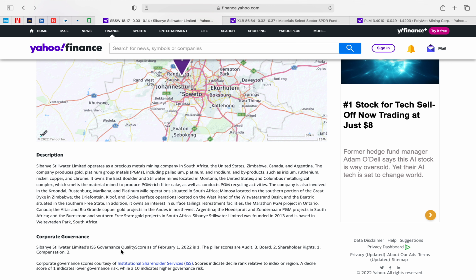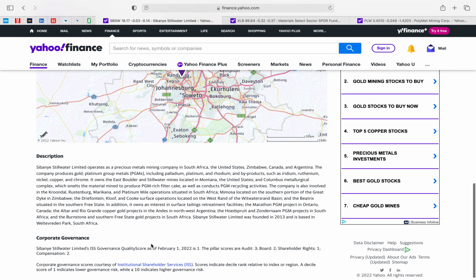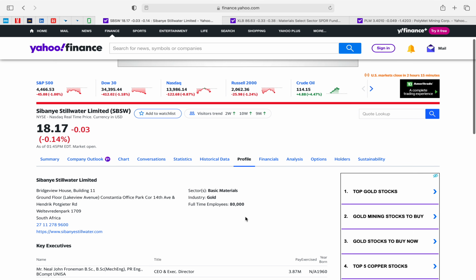There's also something called an ESG score. That's environmental awareness. And I usually don't necessarily look at that particularly. It's not usually what I like to look for.